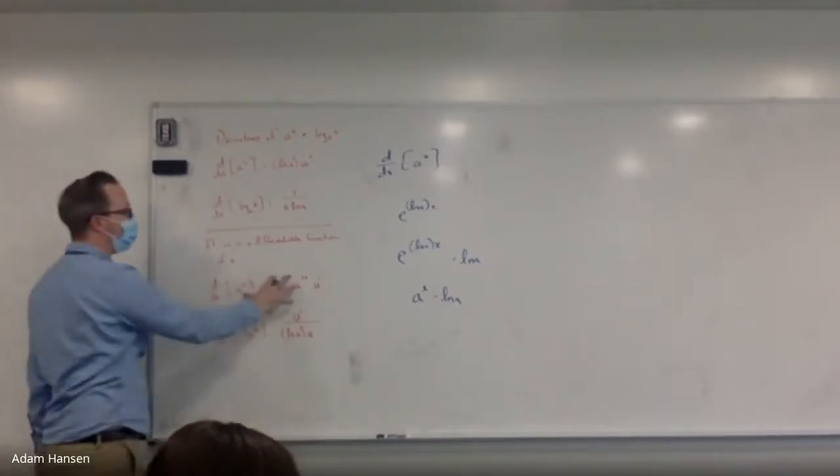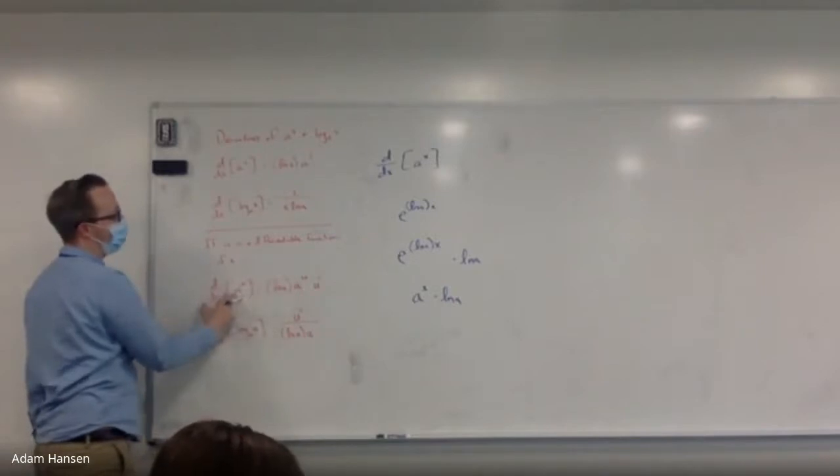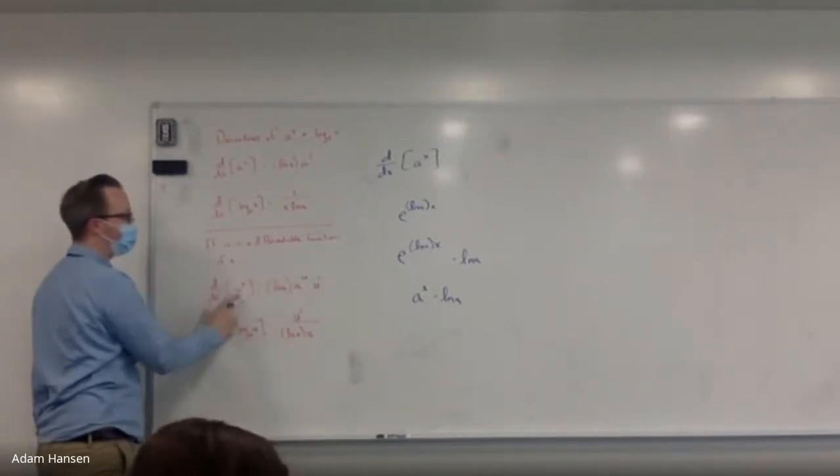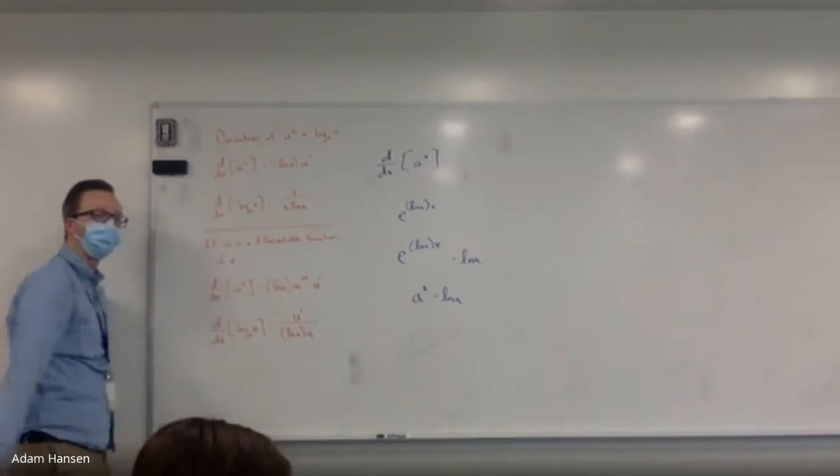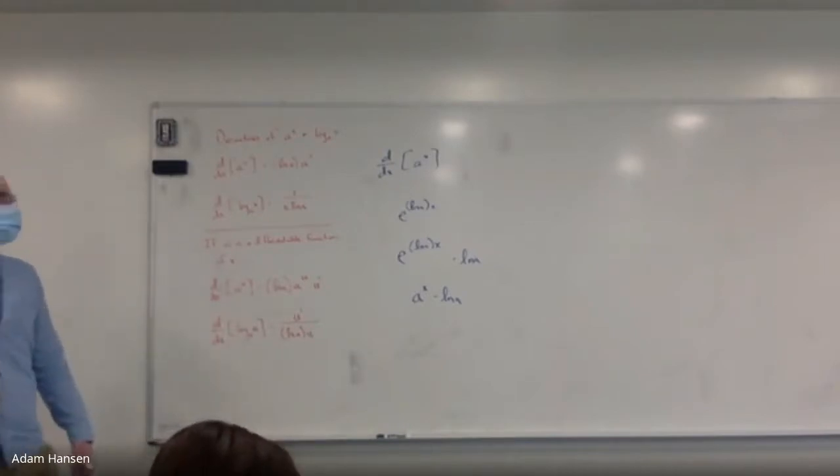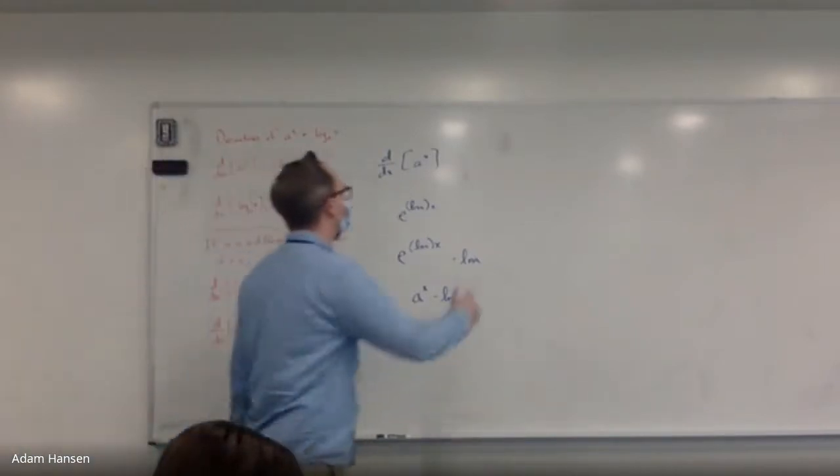I think these are more useful because typically you have a constant raised to some other function, like 3 to the 2x, for example, rather than just 3 to the x, to take the derivative of.